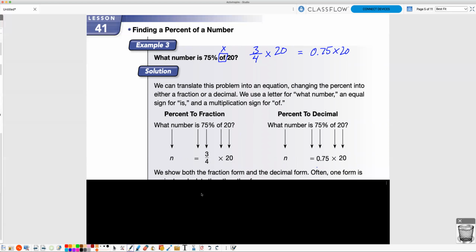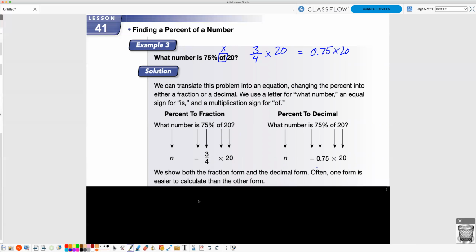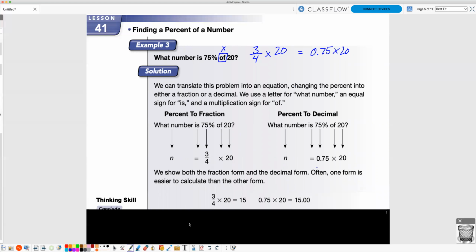With both the fraction form and the decimal form, often one form is easier to calculate than the other. You can see that 3/4 times 20 is going to be 15, because this would be 20 over 1. I can reduce this immediately, noticing that 4 divided by 4 is 1, and 20 divided by 4 is 5. Now all I'm left with is 3 times 5 in the numerator and 1 times 1 in the denominator. 3 times 5 is 15.